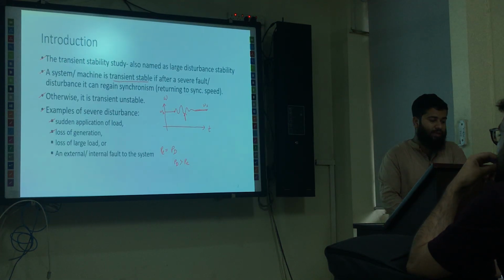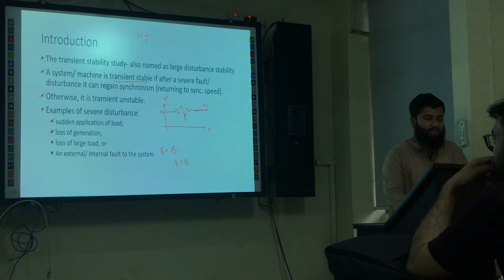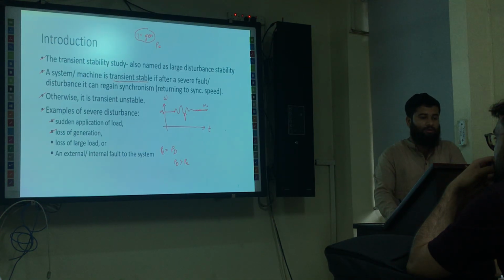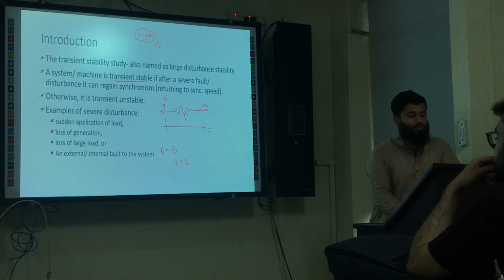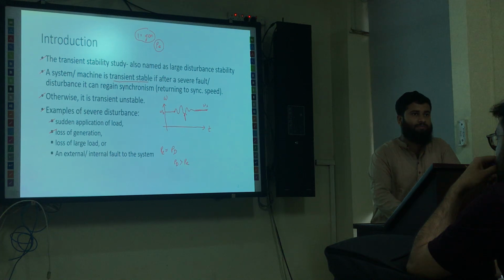Then the second example is the loss of generation. That means let's say we have 10 generators in the system and all of these 10 generators combined are giving the power supply P. So if, for example, 3 or 4 generators go out of synchronism or go out of the system, at that time this generation will drop, right? So we will not be able to match the demand. At that time that can be a severe or large disturbance.